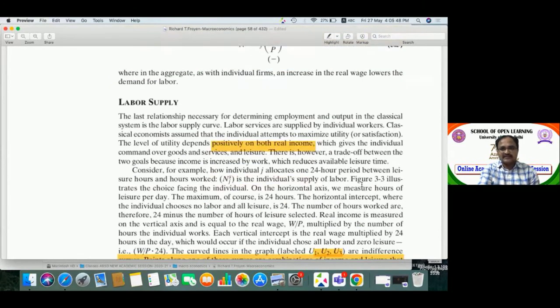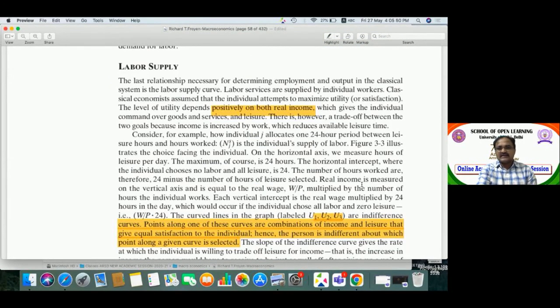Next, labor supply. What is the labor supply curve? The labor supply curve depends upon the availability of labor. So labor is the only service supplied by the individual worker. Who are the owners of the labor? We are the laborers. Okay, the individual worker. Each and every individual worker has their own individual labor resources.